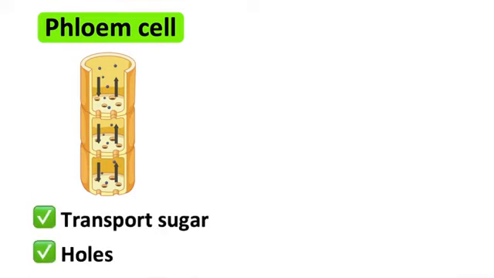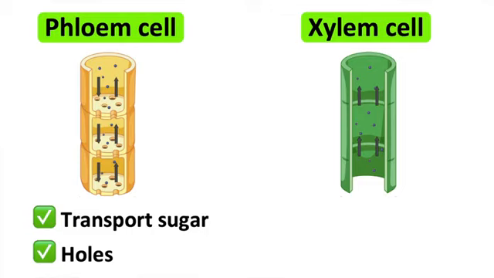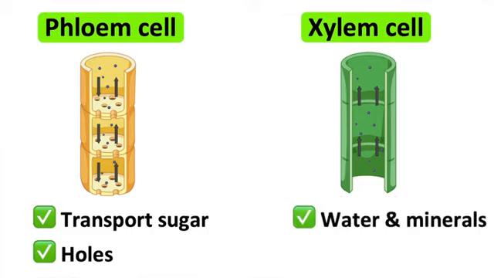For example, phloem cells. These are plant cells that build the transport system for sugars. Their cell walls have holes at each end in order to allow sugar to move from one cell to the next cell. Xylem cells. These are plant cells that build the transport system for water and mineral salts. These cells are strengthened with a hard substance called lignin. The reason for this is because it helps the cell withstand changes in the pressure of water.